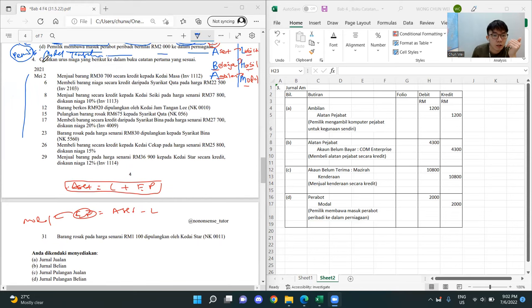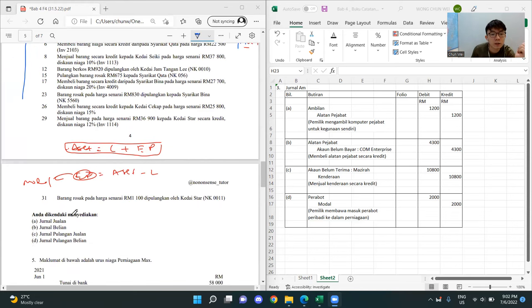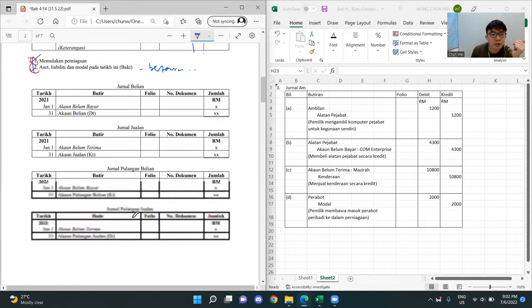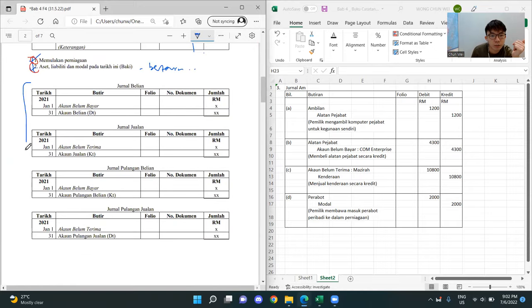So these are the dates they're given. Alright, so anda dikehendaki menyediakan jurnal jualan, jurnal belian, jurnal pulangan jualan, jurnal pulangan belian. Okay, so before that, let's look at the format first. So this is the format for the jurnal jualan, belian, pulangan belian, and pulangan jualan. And all this, we call it what? This is the jurnal khas.